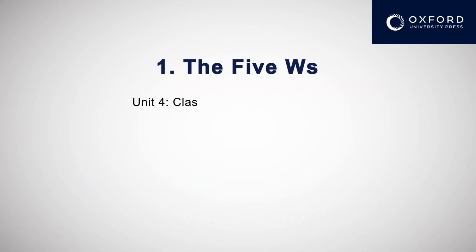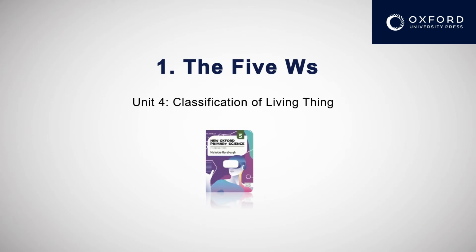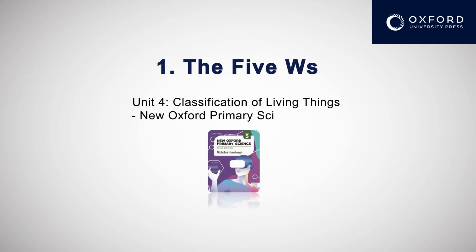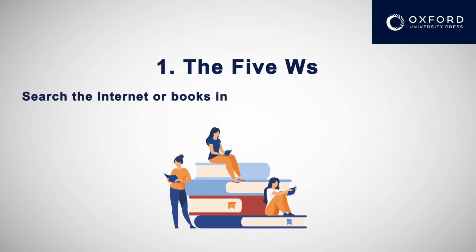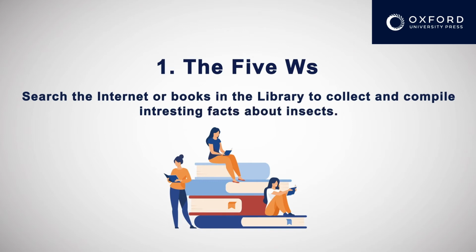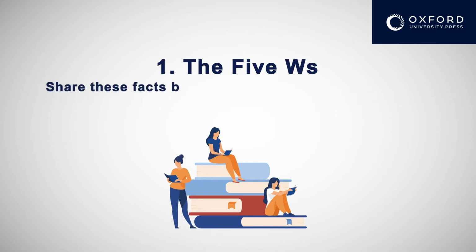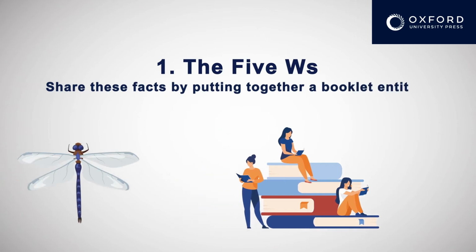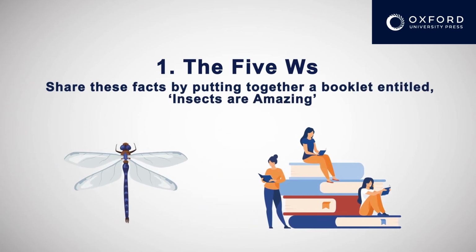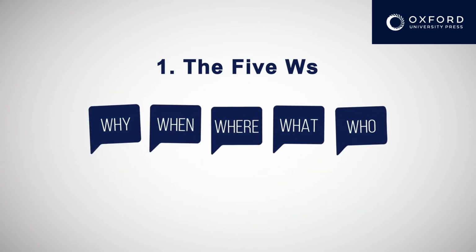This is a question from Unit 4 Classification of Living Things from New Oxford Primary Science Book 5. Search the internet or books in the library to collect and compile interesting facts about insects. Share these facts by putting together a booklet entitled Insects Are Amazing. Let's see how we can use the 5 W's to make this booklet.